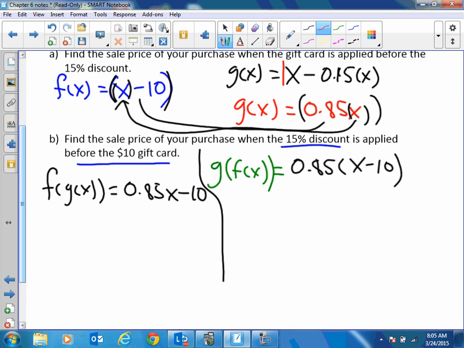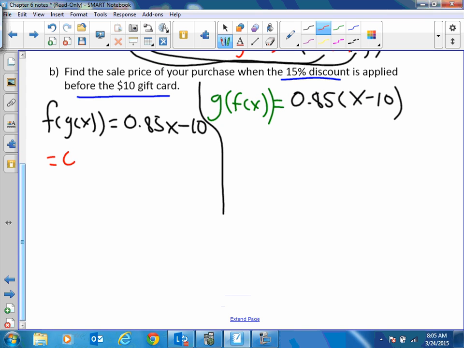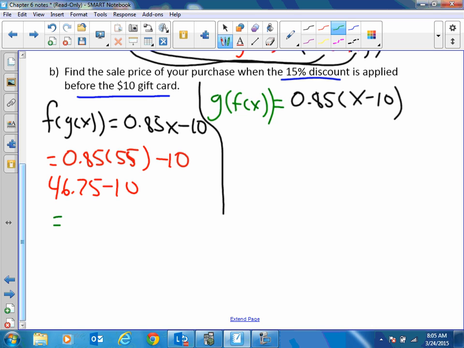If we plug in 55 for x, we'd have 0.85 times 55 minus 10. 0.85 times 55 is 46.75, minus 10 gives you $36.75. So if you take the 15% discount first, then use your $10 gift card, you pay $36.75. Let's see if you do it the other way.